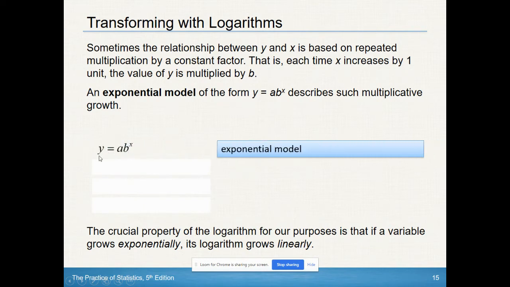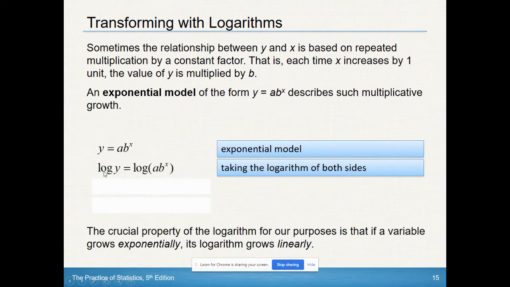So here's our exponential model, y equals a times b to the x. Now the crucial property of logarithms for our purposes is that if a variable grows exponentially, its logarithm grows linearly. Keep this in mind as we go through this. We're going to take the log of both sides. In this case, just do base 10. It really doesn't matter what base you use. But we take the log of both sides of this exponential model.